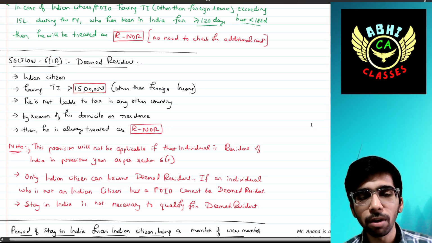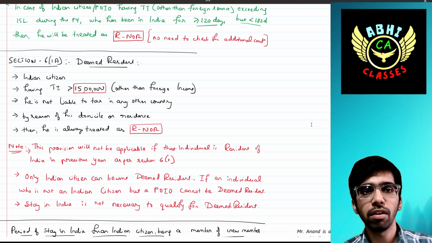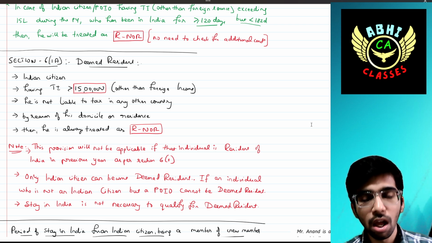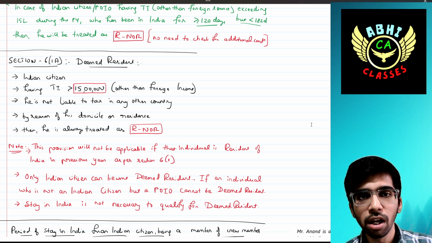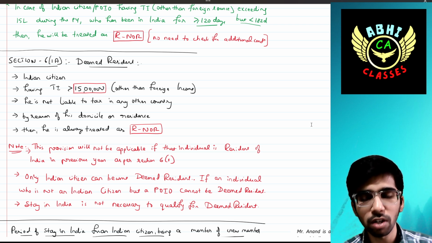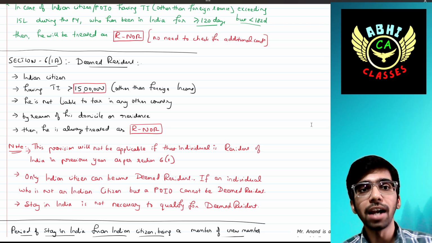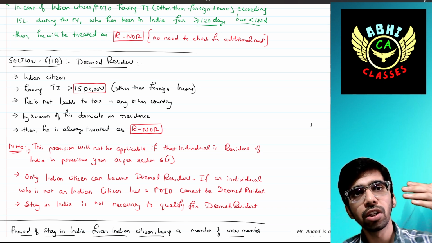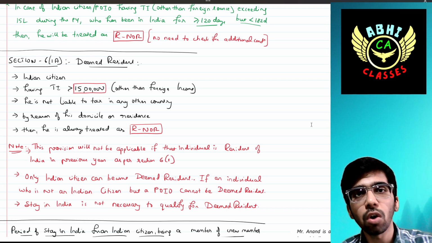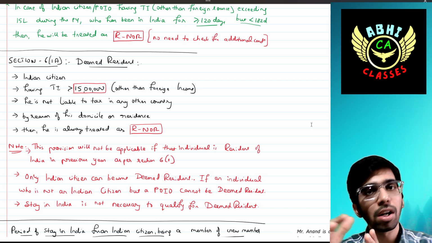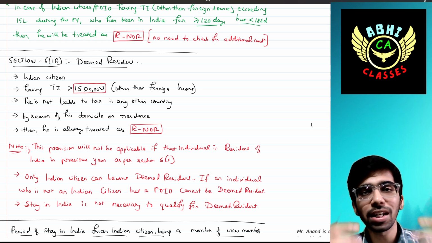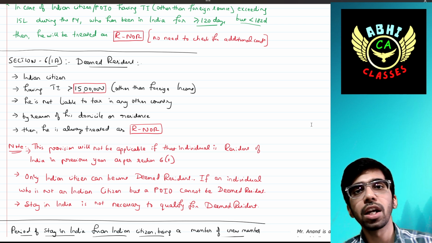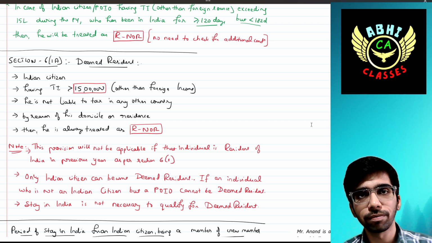What do you mean by the concept of deemed resident? You should be an Indian citizen, not a person of Indian origin. There is no mention of person of Indian origin. You should be an Indian citizen having total income more than 15 lakh other than foreign income, only Indian source income, and he is not liable to tax in any other country by reason of his domicile or residence. For example, tax haven countries, where there is no tax applicability. Then he is always treated as resident and not ordinarily resident in India.